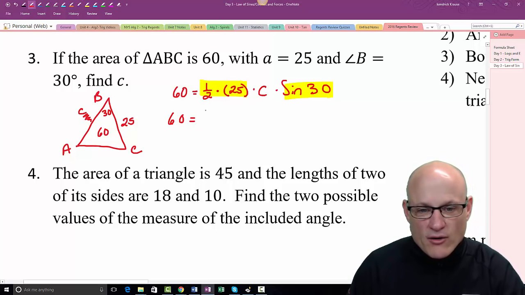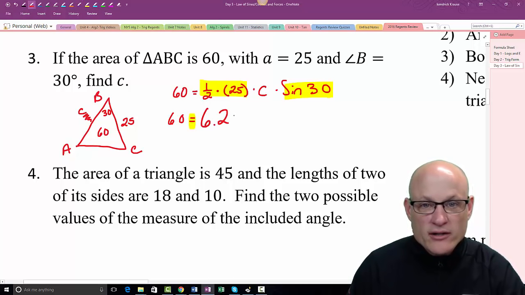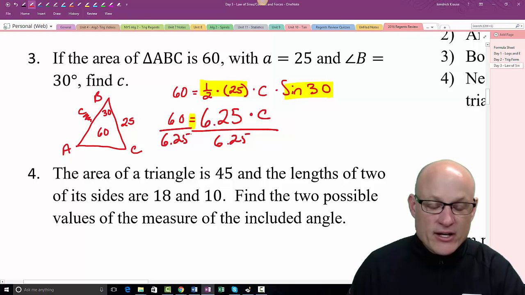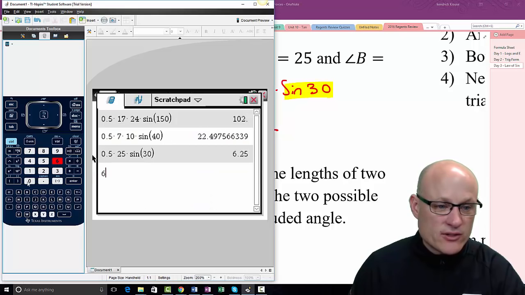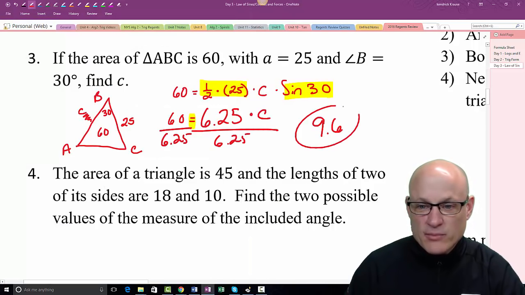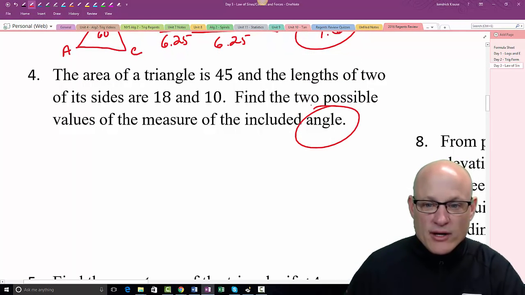You're probably thinking, wow, I wish I had that gift, especially on June 17th, this year at least. 6.25 times C. So we're going to divide by 6.25. Divide by 6.25. And I know it's 9 something. So 60 divided by 6.25 is 9.6. 9.6. Boom.